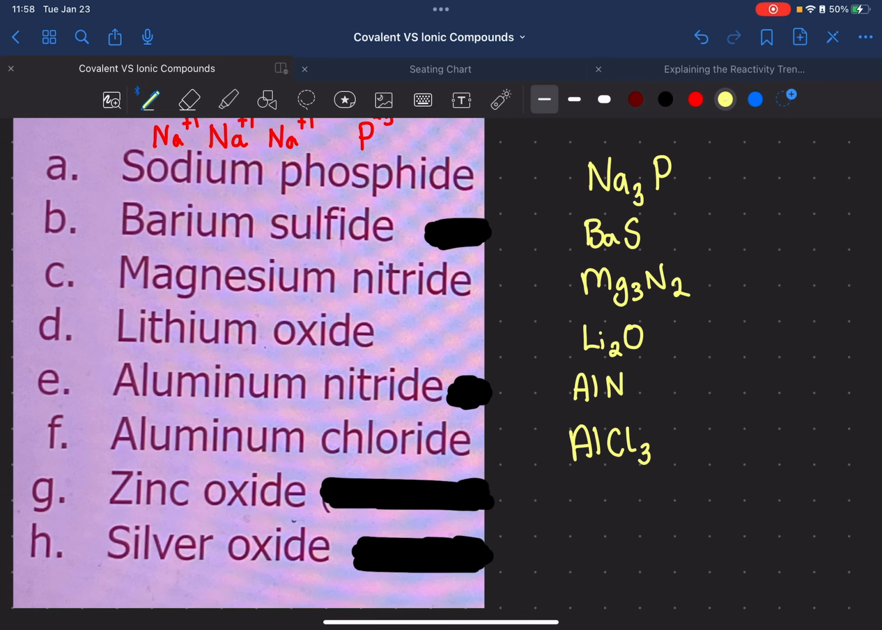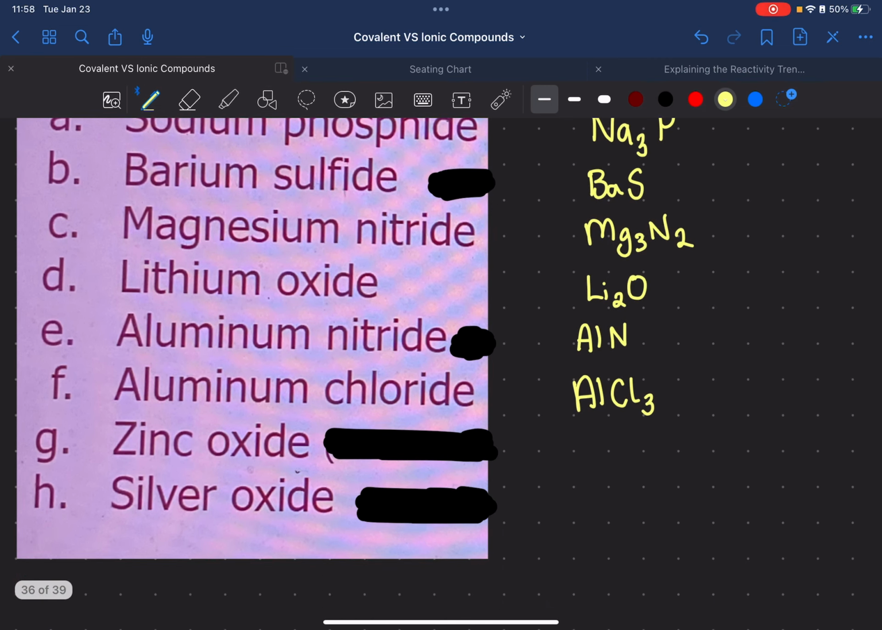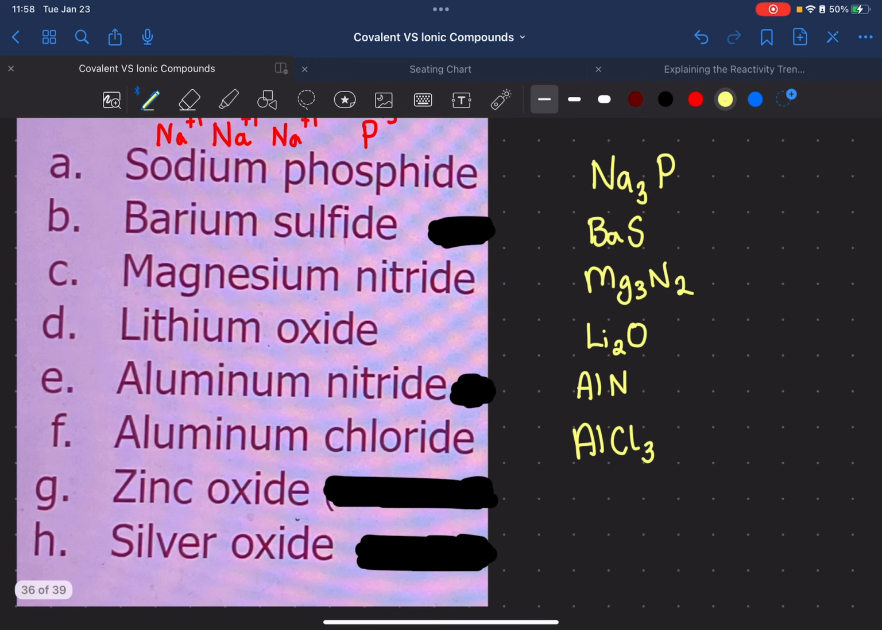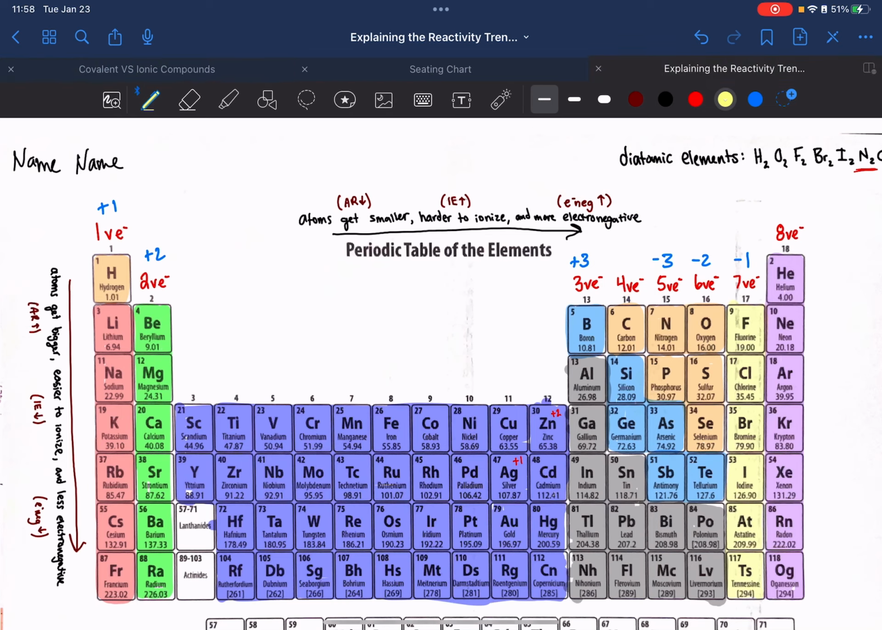And then you probably got stuck for G and H, especially if you were absent on this day. For zinc and silver, we have not labeled those on our periodic tables yet. So if you found zinc and you found silver, you notice that they were transition metals, and we didn't label any charges of transition metals on our periodic table yet. But go ahead and get that out if it's not out. It really should be out.